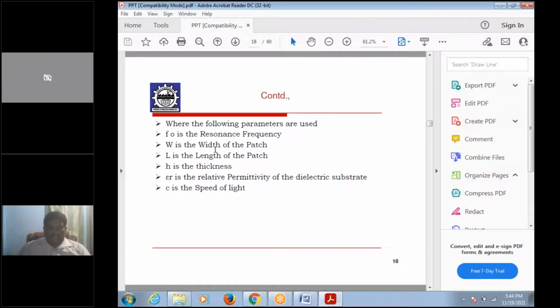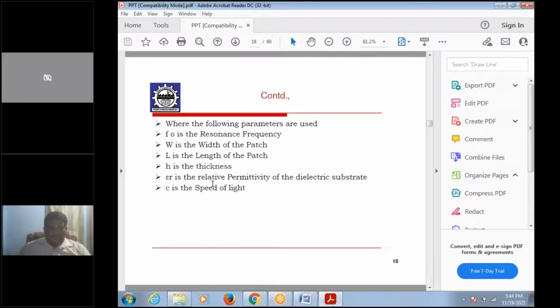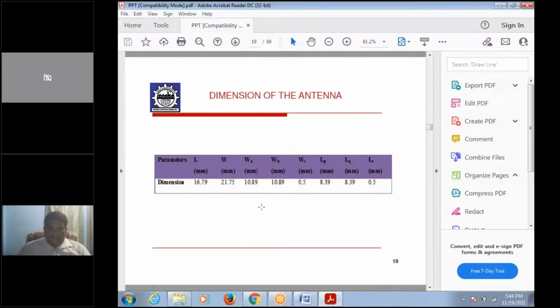Normally F0 is the resonance frequency, W is the width of the patch, L is the length of the patch, h is the adjusted thickness, epsilon is the relative permittivity of the substance, and c is the speed of light. These are the dimensions of my proposed work: L for length 16.79, W 27.75, then WA 10.89, WP 10.89, then WC 0.5, LP 8.39, LQ 8.39, and LQ1 0.5.